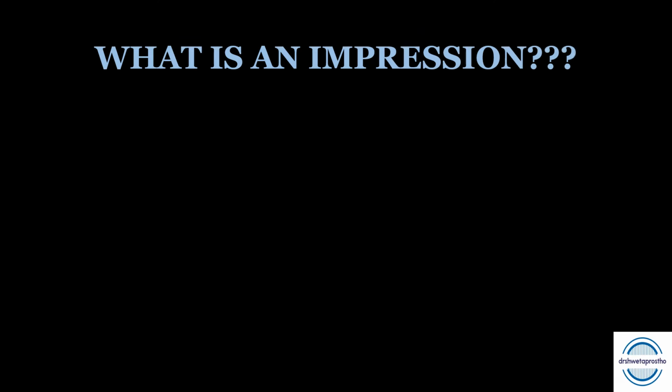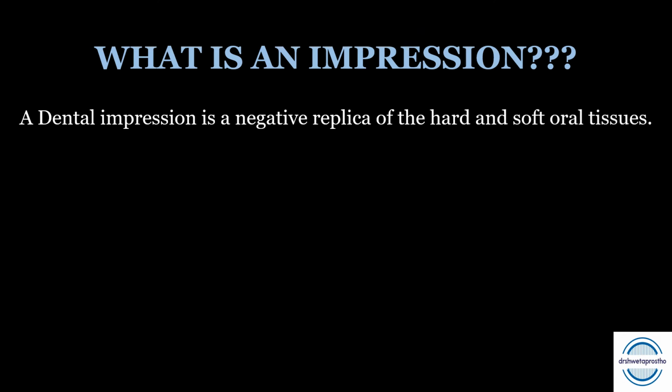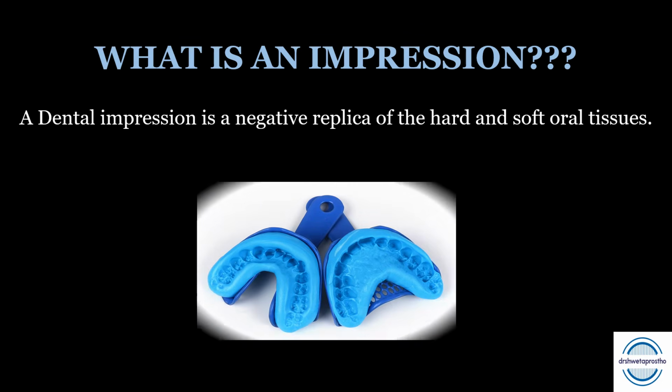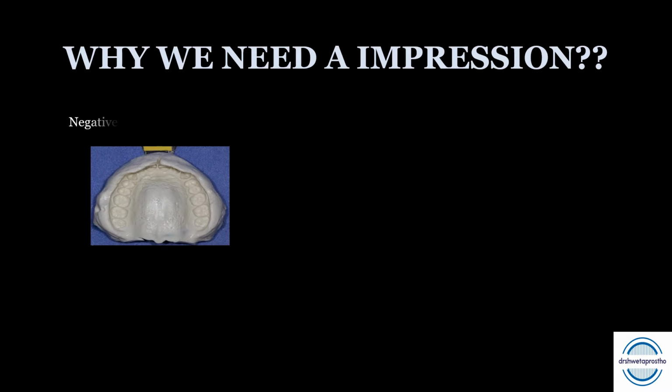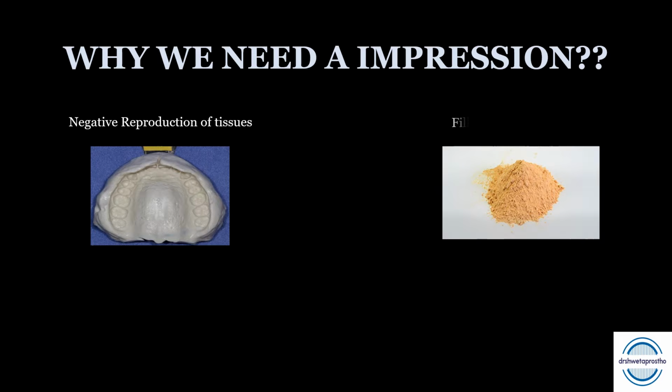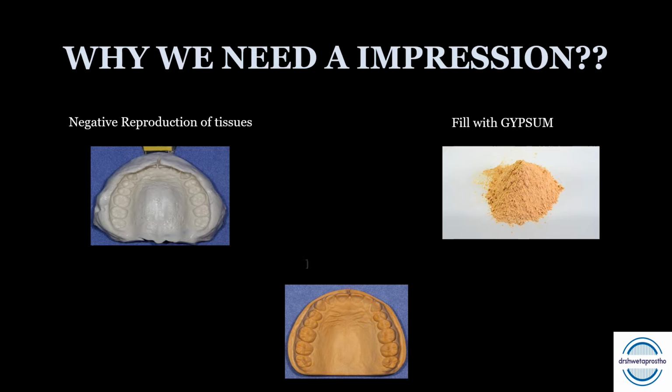What is an impression? A dental impression is a negative replica of the hard and soft oral tissues. It is used to reproduce the form of the teeth and the surrounding tissues of the oral cavity. Why do we need an impression? We want to make an imprint or the negative reproduction of the tissues. Then we fill it or pour it with the gypsum product. And finally we get the positive reproduction of the oral tissues, which is called a cast.